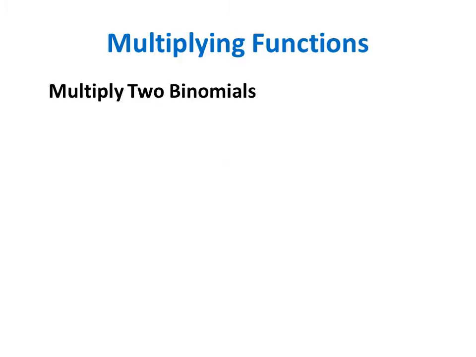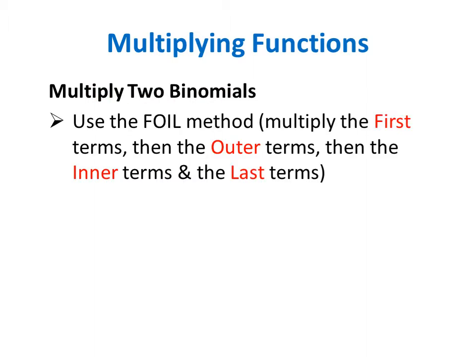The second case of multiplying functions is multiplying two binomials. To multiply two binomials, we can use the FOIL method. Now, the FOIL is the acronym for multiplying the first terms, then the outer terms, then the inner terms, and then multiplying the last terms. Okay, then we have to simplify the resulting expression.